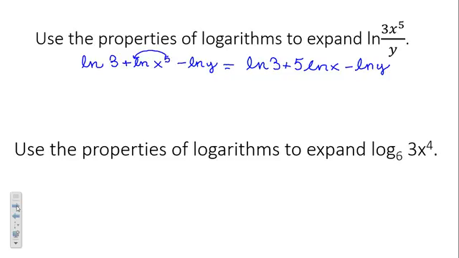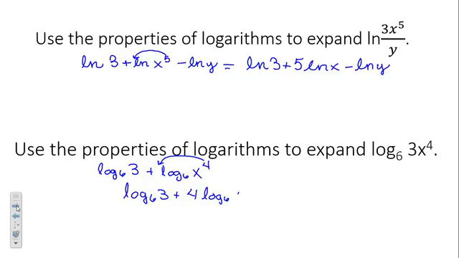Okay. So log base 6 this time. And we have a 3. And we want to split it away from that x to the fourth. So we'll say plus log base 6 of x to the fourth. But are we done? Nope. Because we can do one more thing to it, right? What happens with that 4? Put it in front. It's going to go over here. So log base 6 of 3 plus 4 times the log base 6 of x.